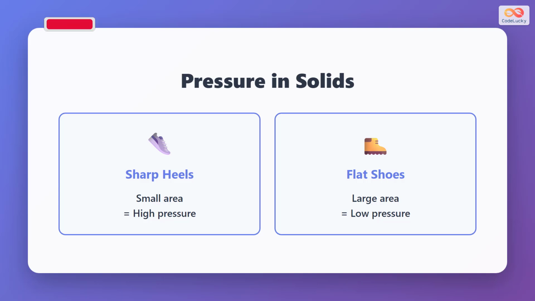In solids, pressure depends on the contact area between surfaces. Consider the example of footwear. Sharp heels have a small contact area, which means the same body weight creates high pressure on the ground. This is why heels can damage soft surfaces. In contrast, flat shoes have a large contact area, distributing the same weight over a bigger surface, resulting in low pressure. This is why flat shoes are more comfortable for walking long distances.